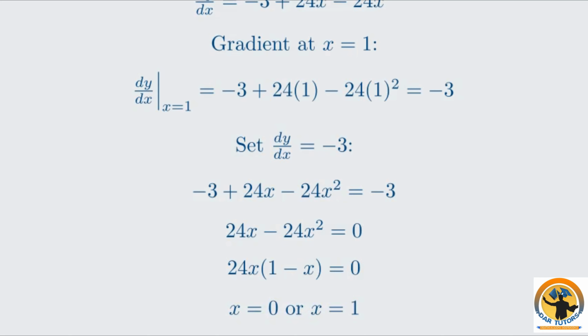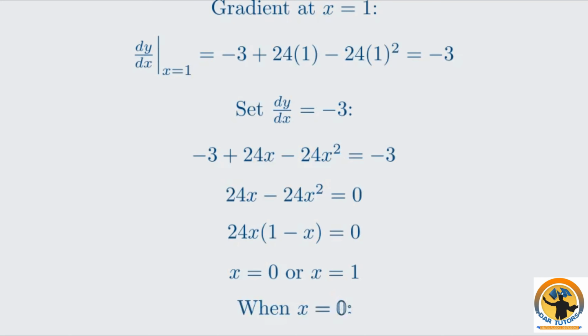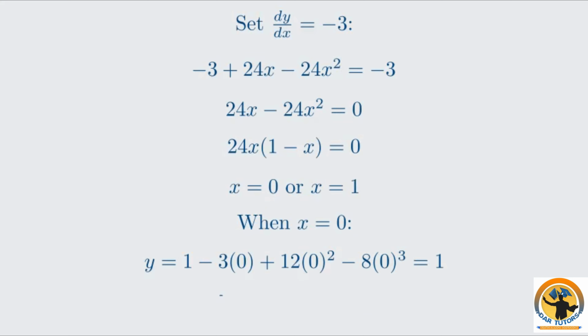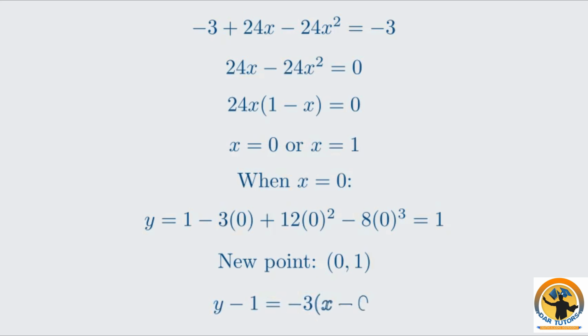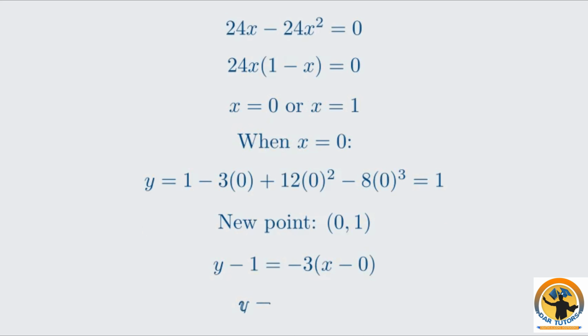Now we find the y-coordinate for x equals 0. When x is 0, y is 1 minus 3 times 0 plus 12 times 0 squared minus 8 times 0 cubed, which is 1. So the new point of contact is (0, 1). We now have the gradient, m equals negative 3, and the new point of contact, (0, 1). We can write the equation of the tangent using the point-gradient form: y minus 1 equals negative 3 times the quantity (x minus 0). This simplifies to y equals negative 3x plus 1. This is the equation of the other tangent.